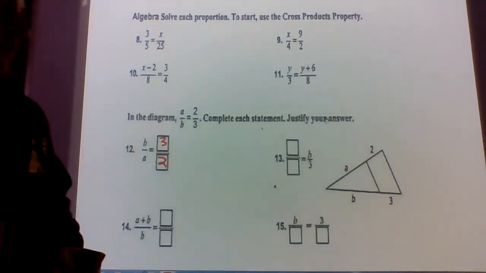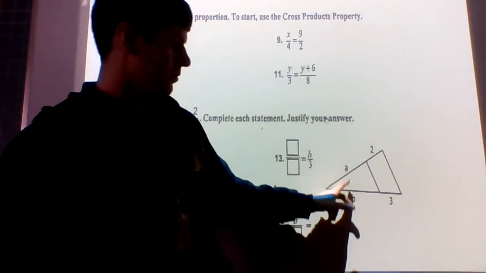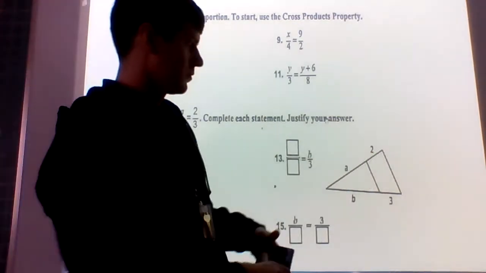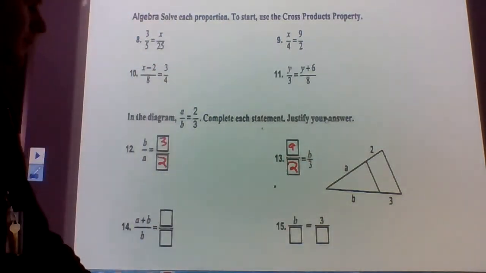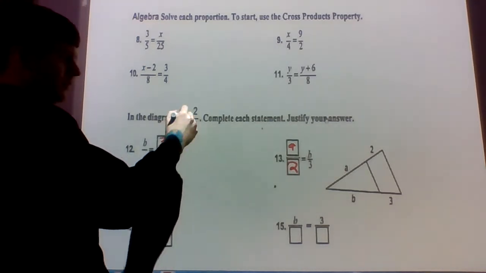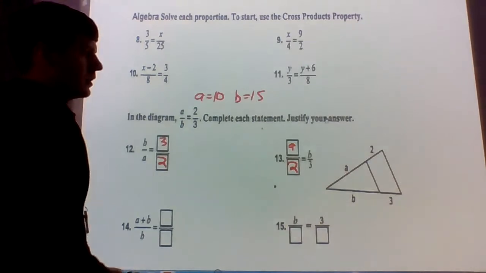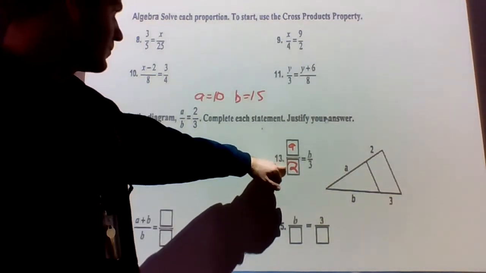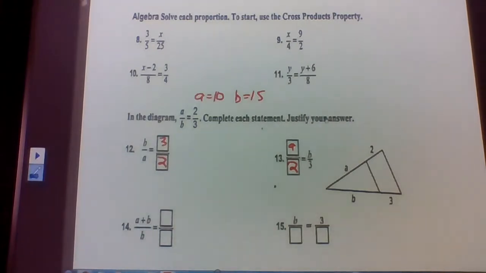So here they have b is to 3. In this one, again, b corresponds with a, so that's going to be a over 2. The way I think about it is I put in 2 random numbers, like a 10 and a 15, to check your answer. So 10 over 2 equals 15 over 3, and you know you're good. So it helps to plug in an answer that works.